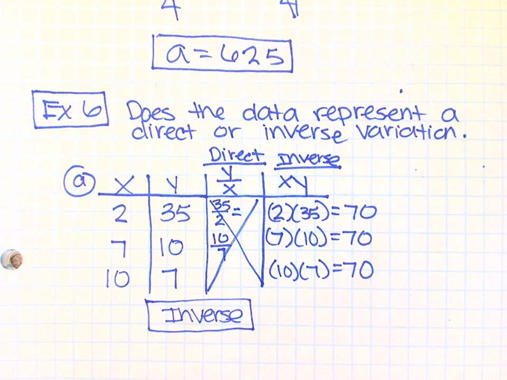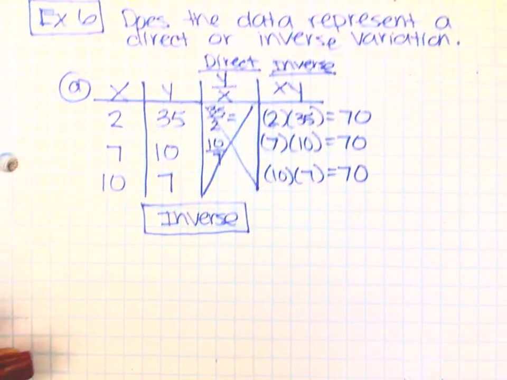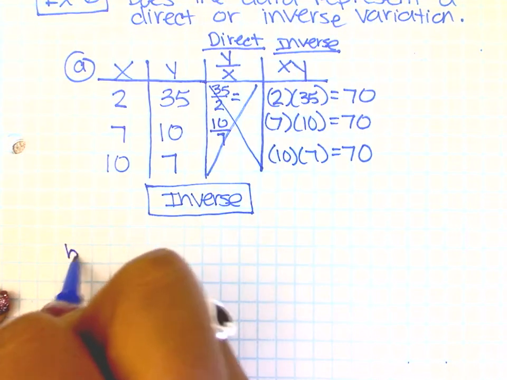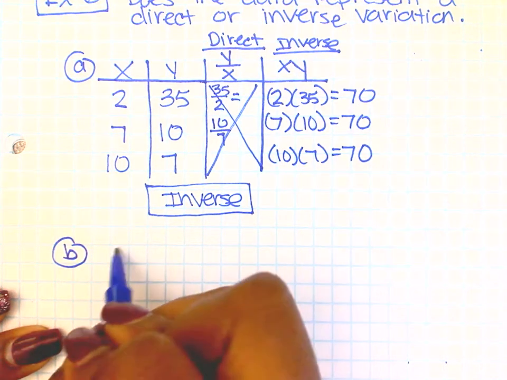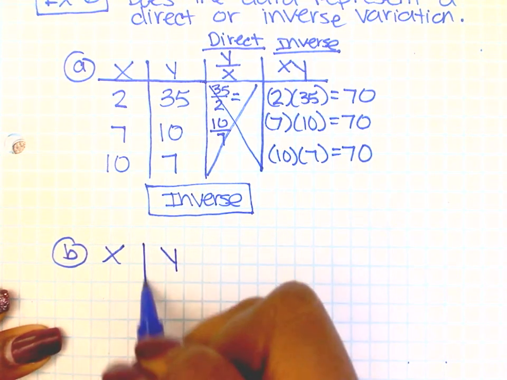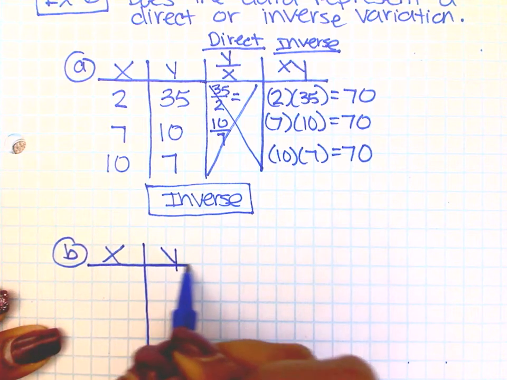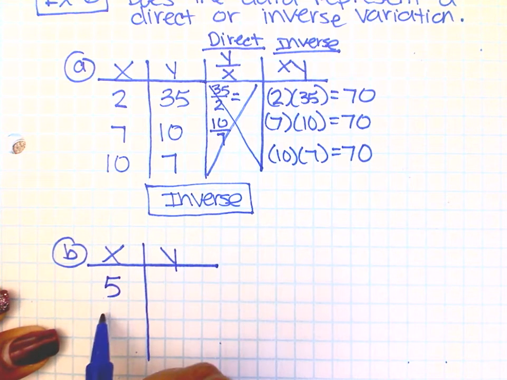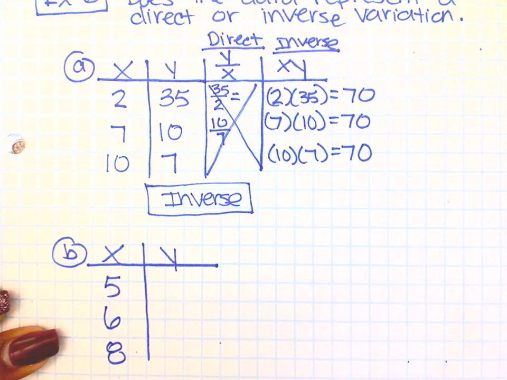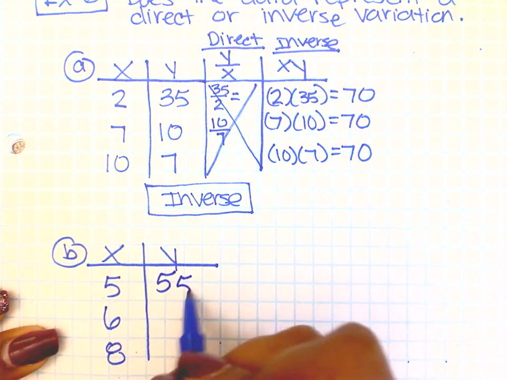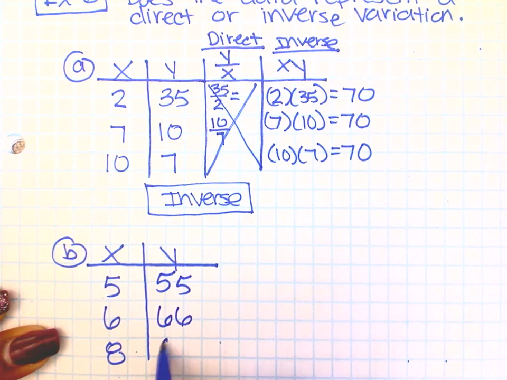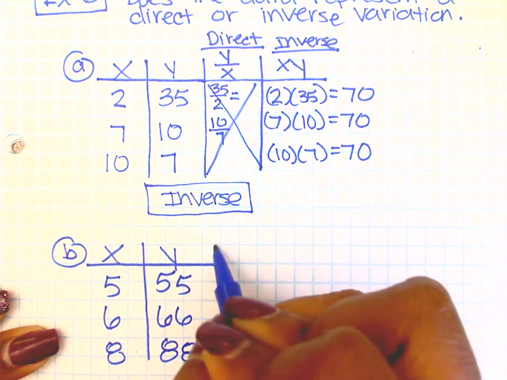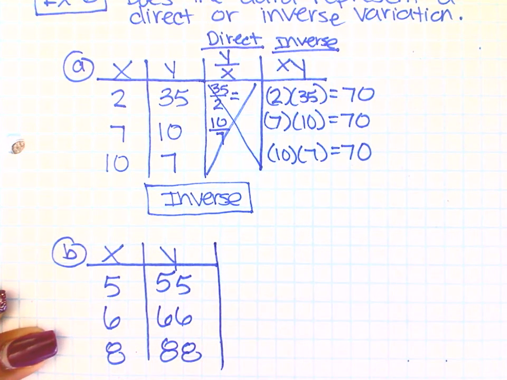Last one. One more. Last problem. This is the last example. Here we go. They're going to give you the x and the y. So I have 5, 6, and 8. And I have 55, 66, and 88. You can probably already tell what it's going to be.